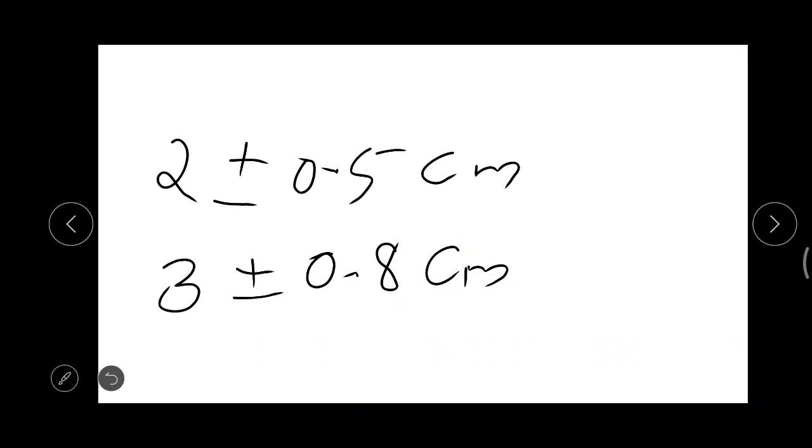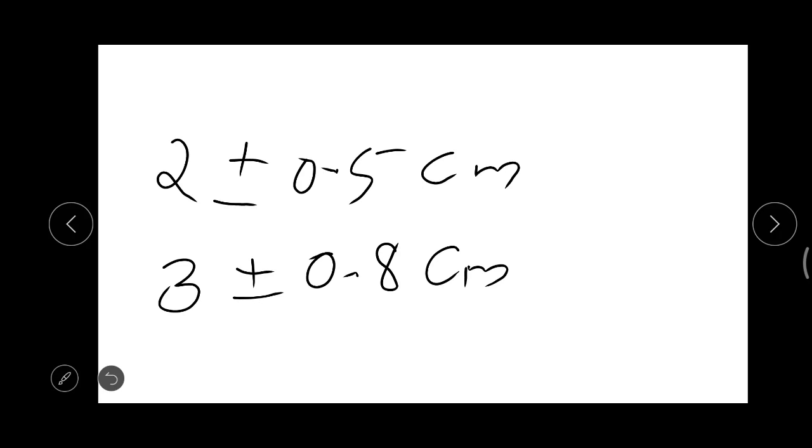Now suppose we are joining these two pieces, then the total length will be 5. How do we calculate the total correction or the total error in the case of the total length? How to handle such situations is what we are going to study today.